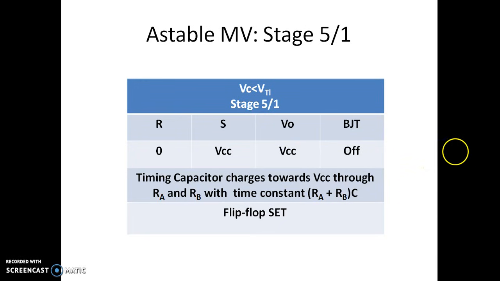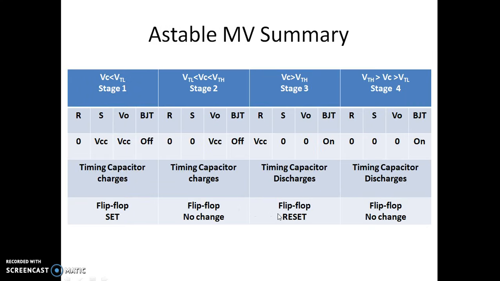When reset is 0 and set becomes 1, the output is 1, the BJT is off, and the capacitor is again charging towards VCC through RA and RB with a time constant RA plus RB into C. So the flip-flop is in the set condition. This is the whole summary of all the different stages, which you can easily understand. So we have written the status of R and S, the output, the BJT, and the capacitor discharger.